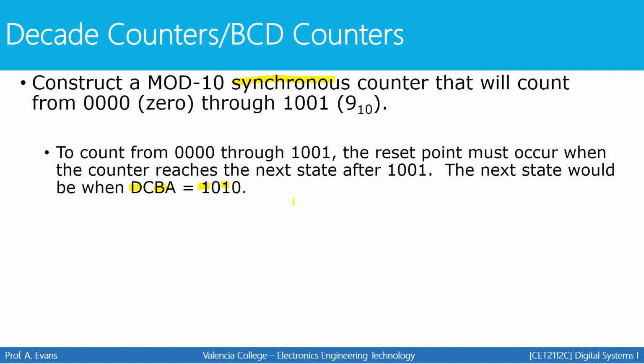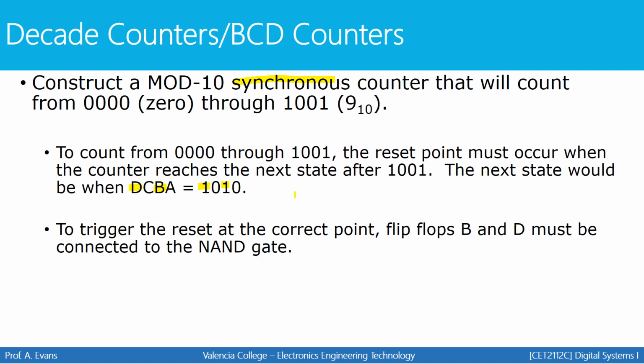Then look at which bits are high in that number. In this case, D and B are high. So those two flip-flop outputs have to go to my NAND gate as inputs. So to trigger the reset point at the correct point, flip-flops B and D must be connected to the NAND gate. And don't forget that we're drawing a synchronous counter in this example, not a ripple counter. So your flip-flops should be arranged in order to show that.